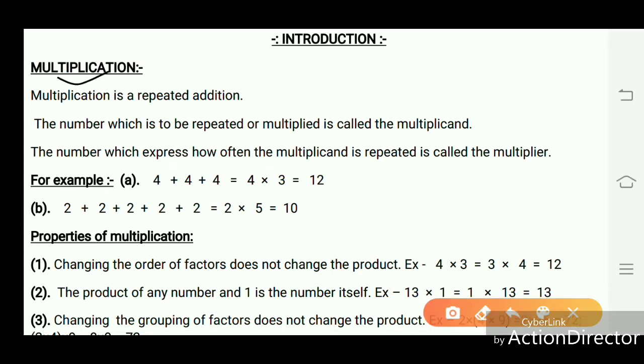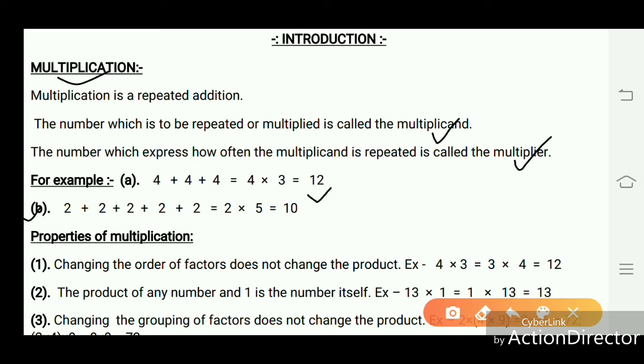Multiplication. Multiplication is repeated addition. The number which is to be repeated or multiplied is called the multiplicand. The number which expresses how often the multiplicand is repeated is called the multiplier. For example, 4 plus 4 plus 4 equals 4 into 3 equals 12. It means 4 is repeated 3 times and it gives the product 12.